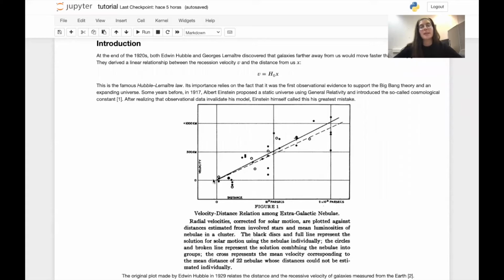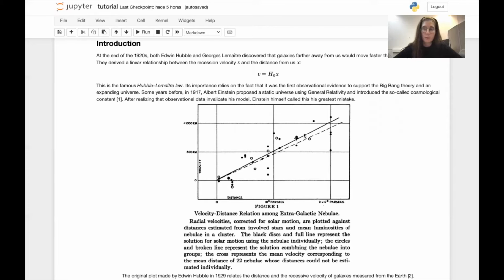And what he and also George Lemaître in 1927 realized is that as we look further in the universe, galaxies have a larger recession velocity with respect to Earth. And the explanation they both gave to this unexpected result was that the universe was expanding. And we know nowadays that that's true, but for the time, it was a complete surprise and it changed the way we understand our universe.